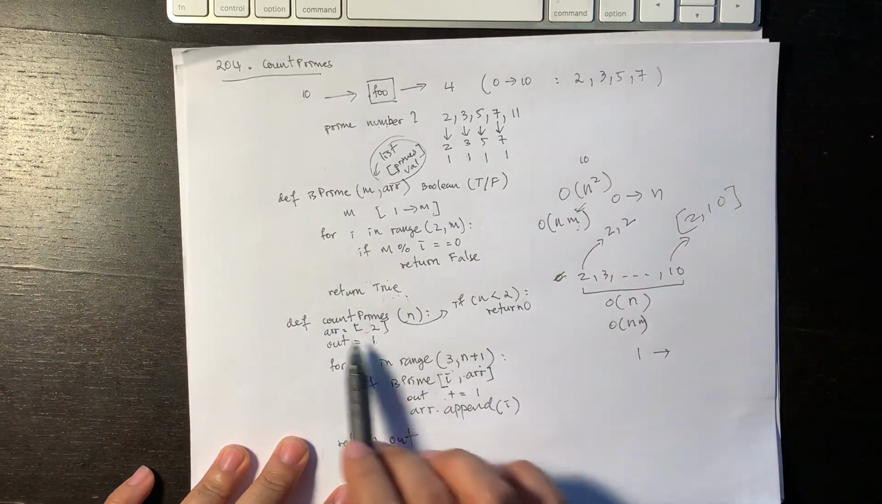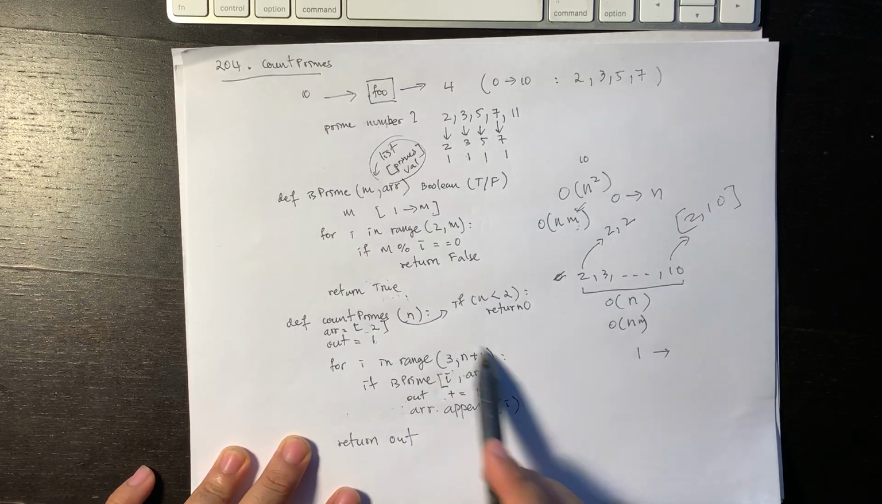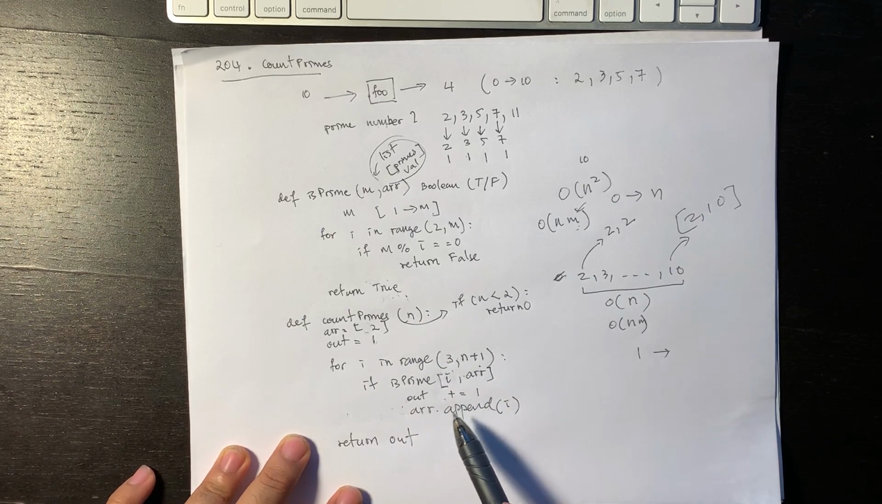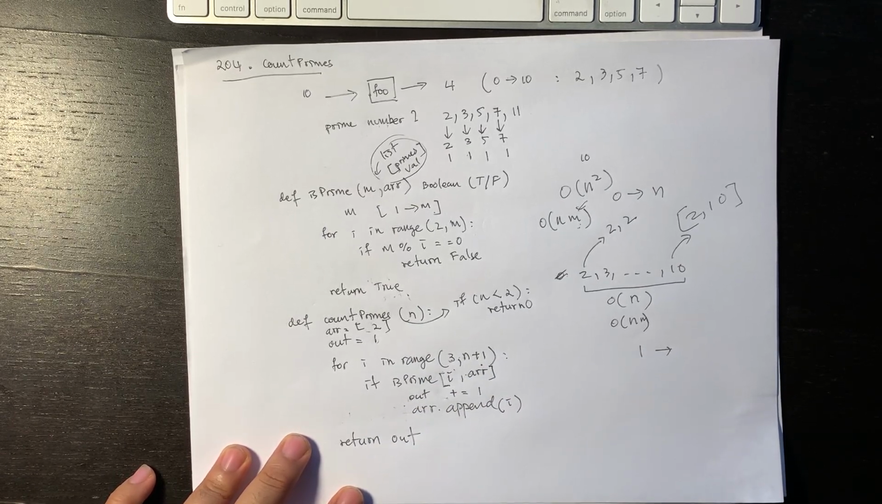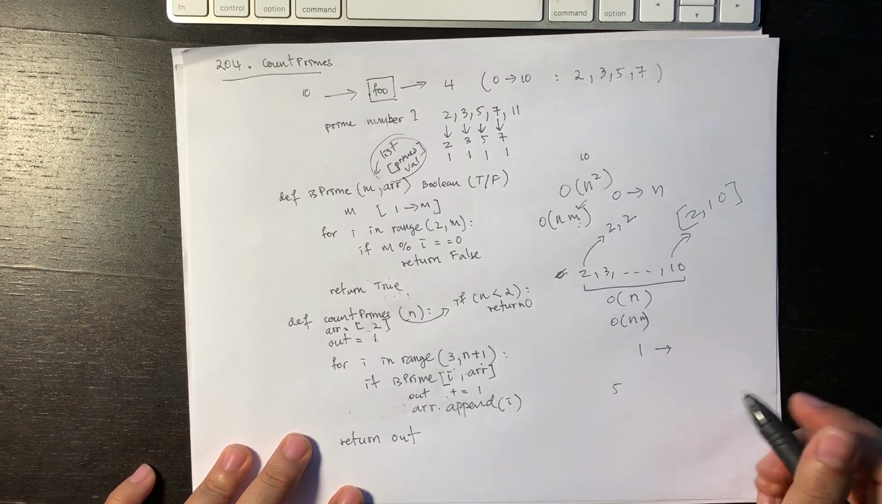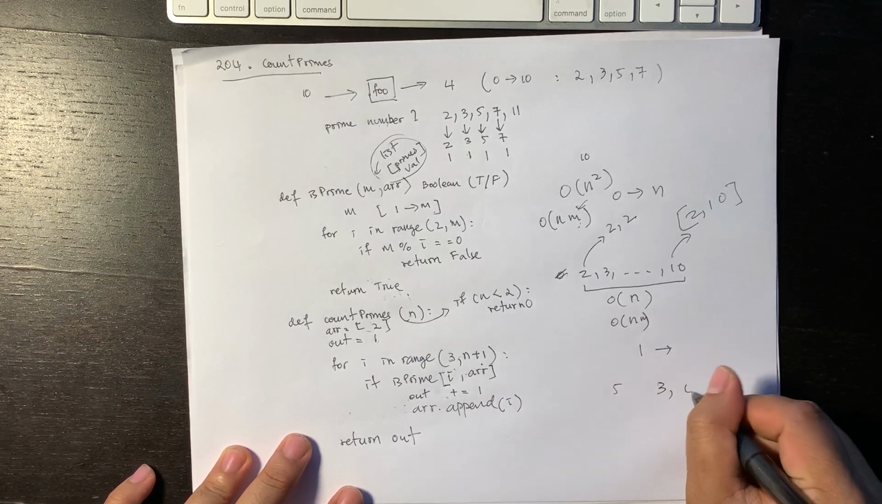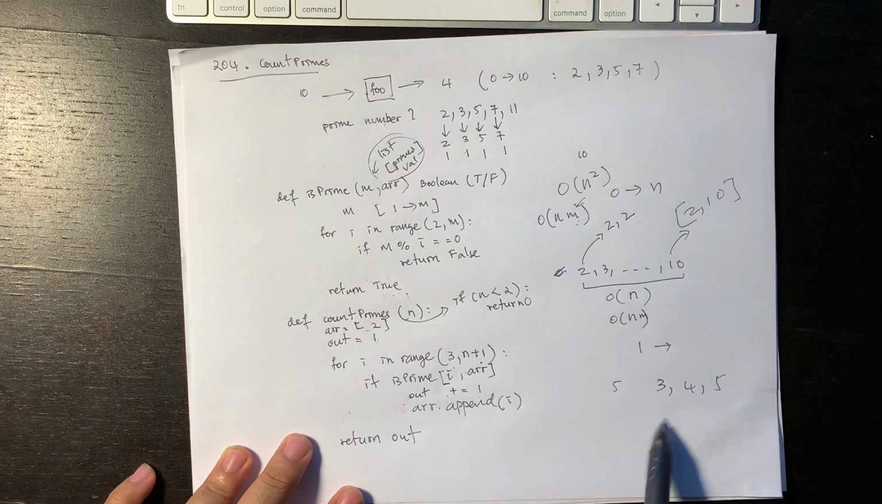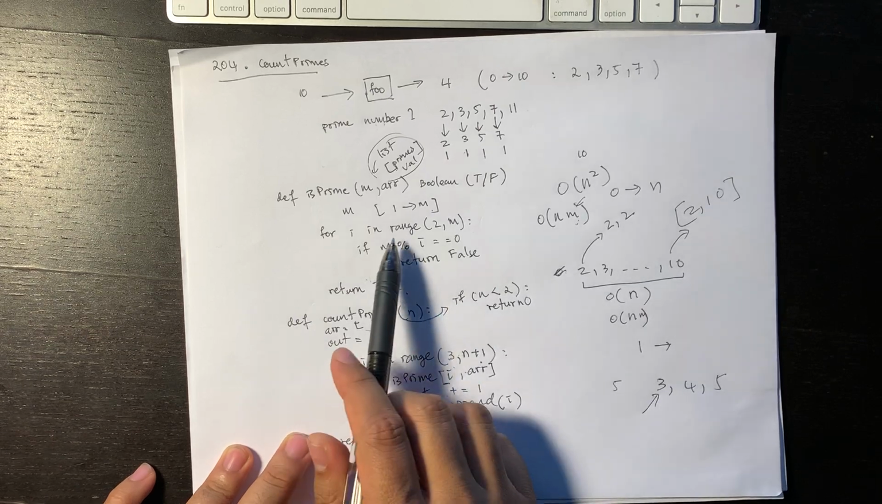In the case that n is equal to 2, we want to return 1, because this loop won't get run at all. Alright, does it make sense? So in the case of 5, let's do the iteration. We want to iterate 3, 4, 5. First we pass 3 to this loop.